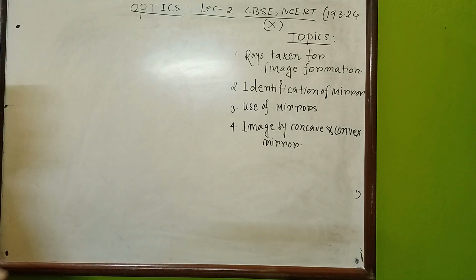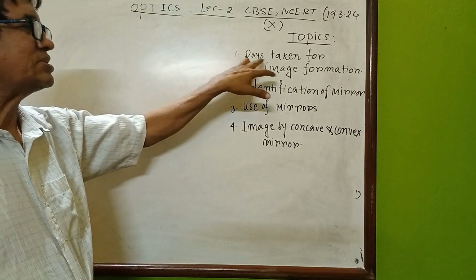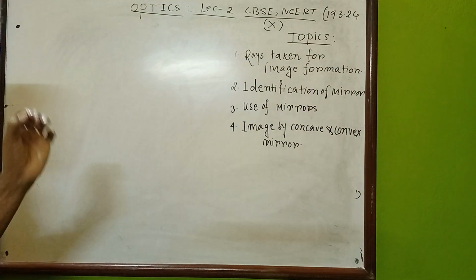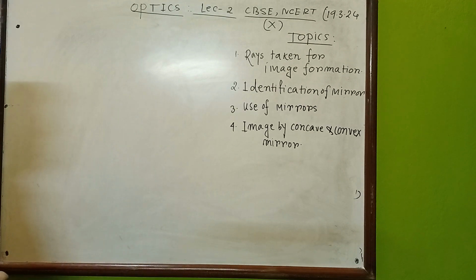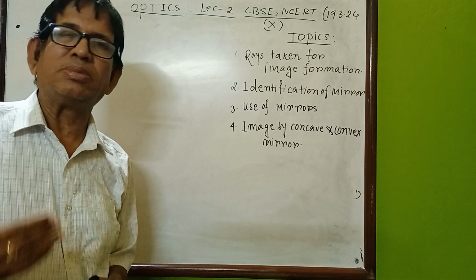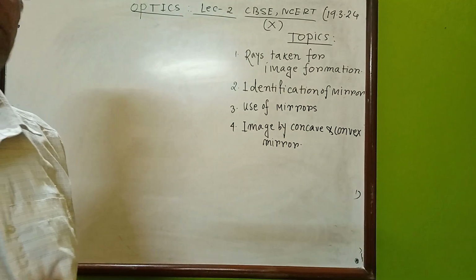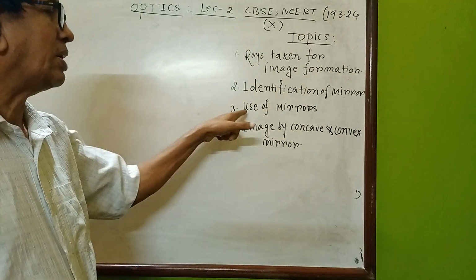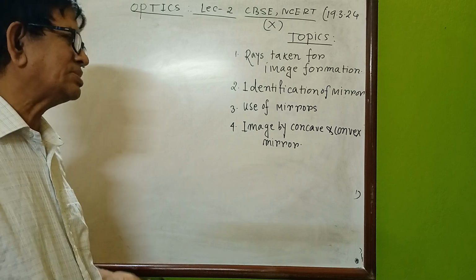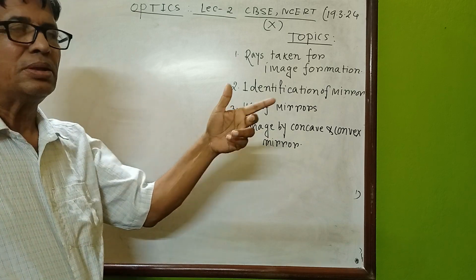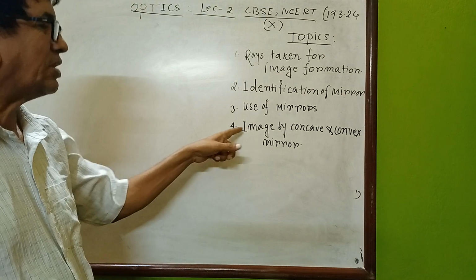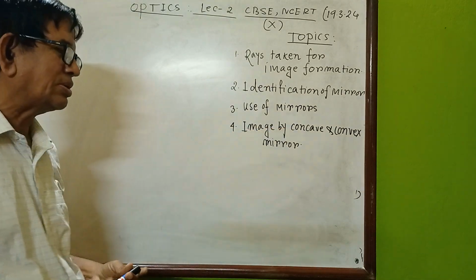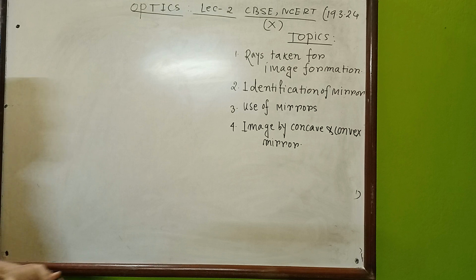Today my topic is how many rays you must take to construct image formation by concave and convex mirror, identification of mirror, how can I identify plane mirror, concave mirror, convex mirror, and where mirrors are used. For example, I am telling you where you can use concave mirror and convex mirror and the different types of images formed by concave and convex mirror. Now one by one I am going to discuss with you.